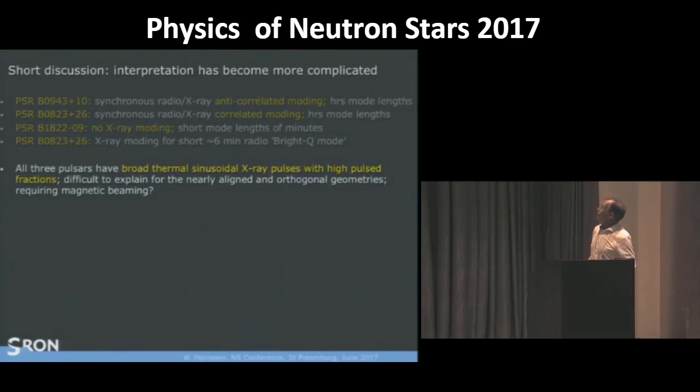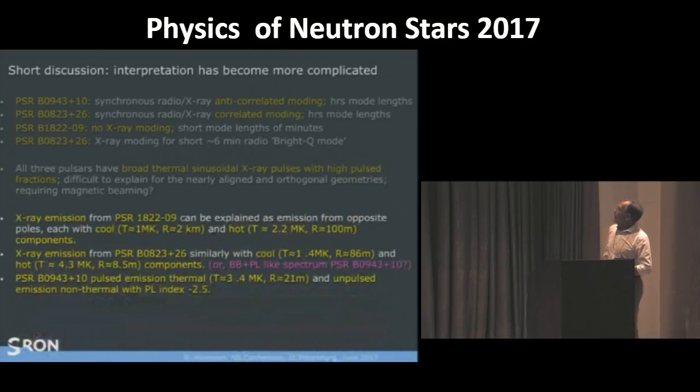All three pulsars have broad thermal sinusoidal X-ray pulses with high pulse fractions, and that's difficult to explain with nearly aligned and orthogonal geometries in both cases. It's just not thermal isotropic emission. X-ray emission from PSR 1822 can be explained as emission from opposite poles, each with cool and hot components. 0823 similarly. But as I said, we will look again somewhat in detail whether this would be equally likely, but this is giving at the moment a consistent result.